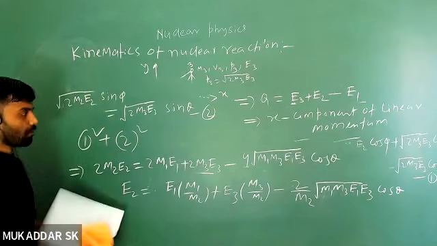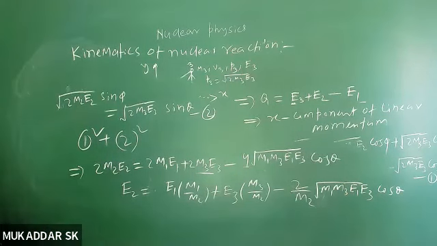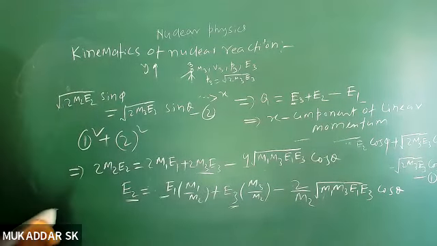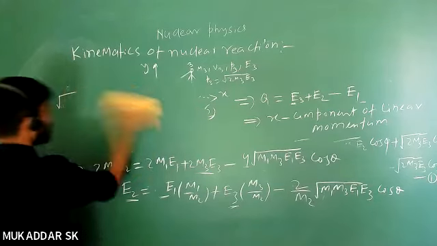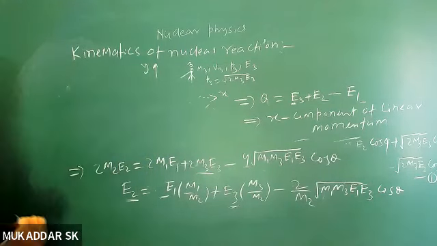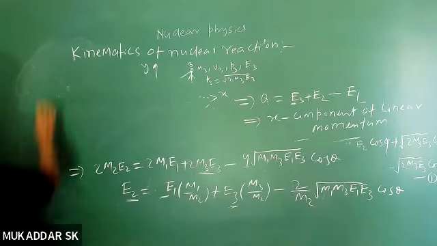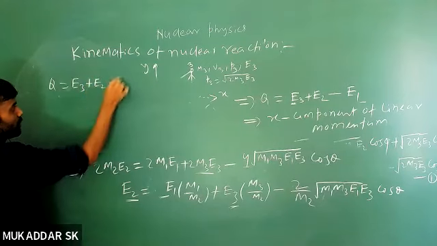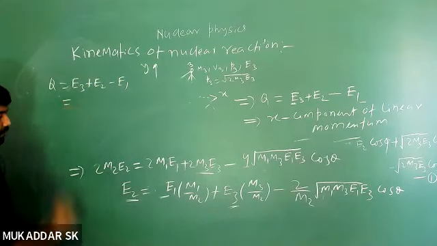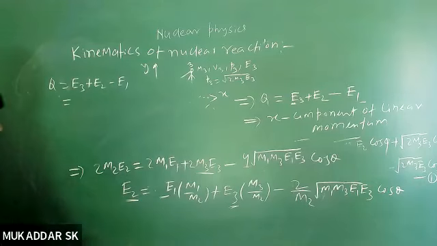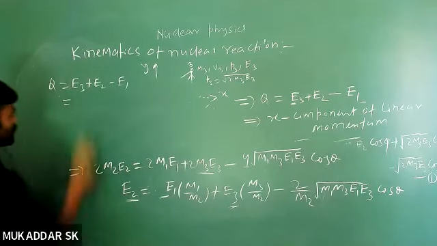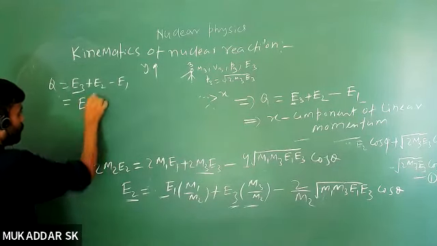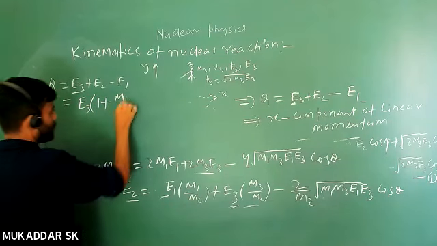Okay. Now what will be the expression for Q? So you got E2 in terms of E1, right? Now you can easily write the Q value. Earlier I defined Q as E2 plus E3 minus E1. So Q was E3 plus E2 minus E1. Now I will substitute that E2. If I substitute that E2, then E3 and E3 will be common. So you will get E3 times 1 plus M3 by M2.